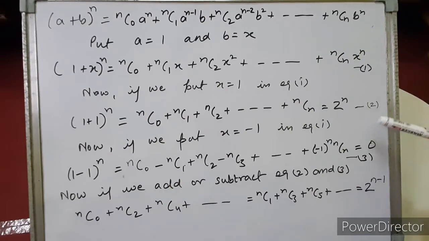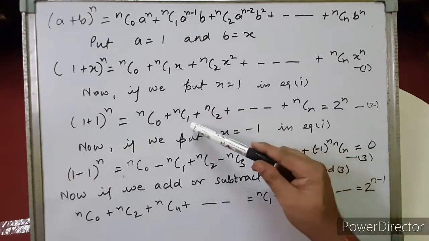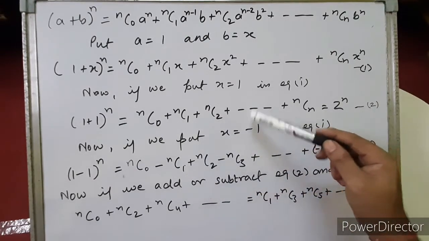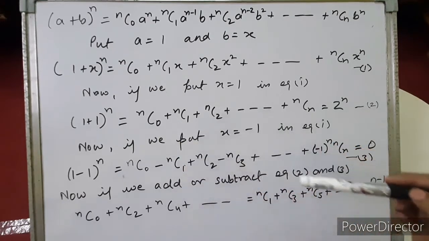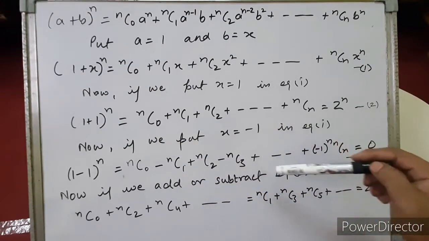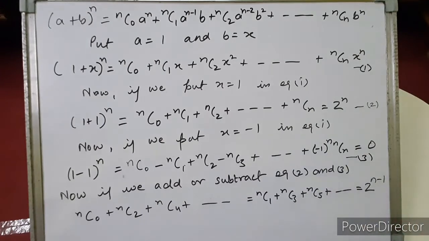Now if we add or subtract the second and the third equation, right? If we add, nC1 and nC1 will get cancelled, nC3 and nC3 will get cancelled. So what will we get? 2nC0 plus 2nC2 plus 2nC4, and so on. So the sum of the even binomial coefficients will be 2 to the power n minus 1, right?